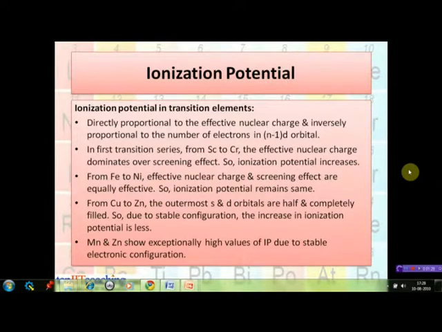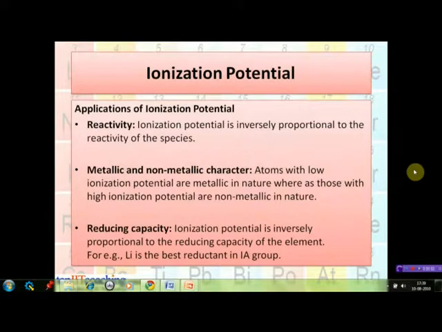Manganese and zinc are found to have very high values of ionization potential due to their stable electronic configuration. They have half-filled and fully filled electron orbitals respectively. The value of ionization potential of an element is very useful in describing its chemistry. One of the various properties that can be described is reactivity.